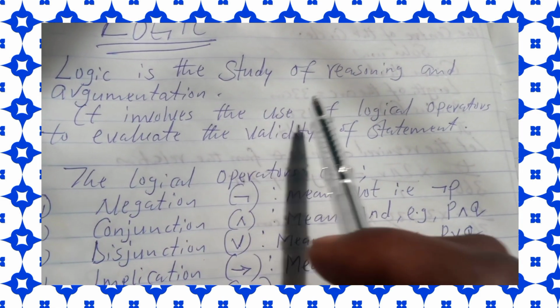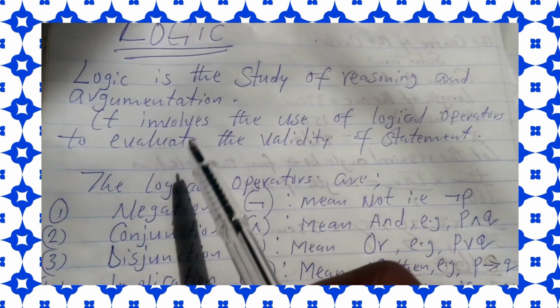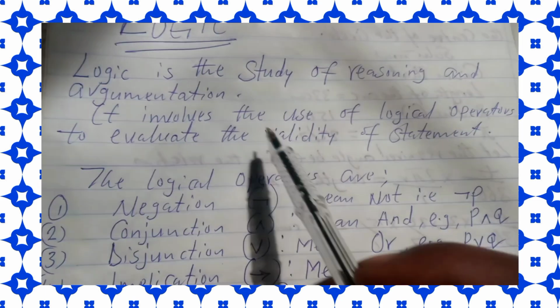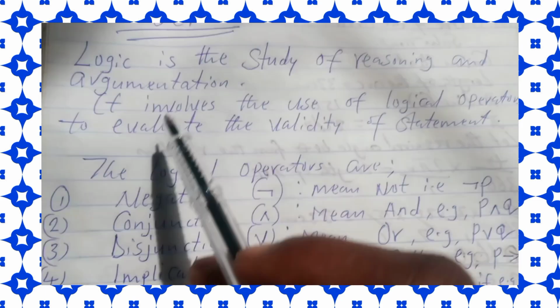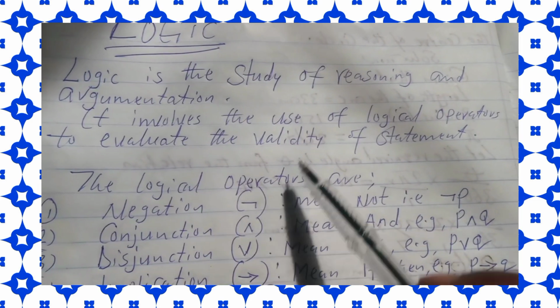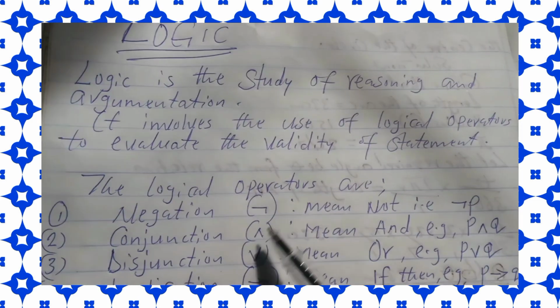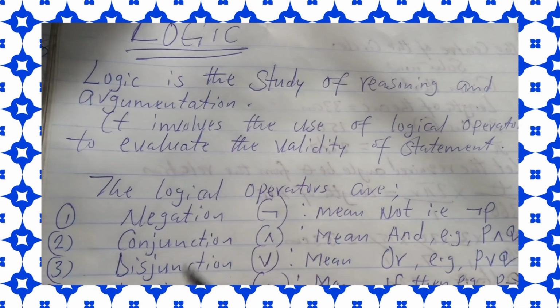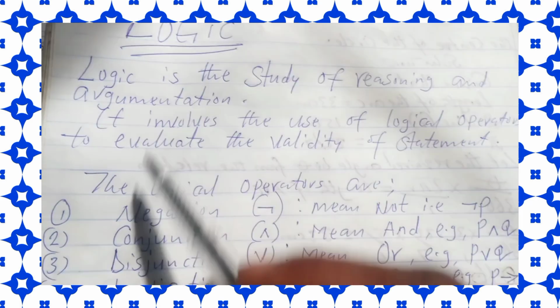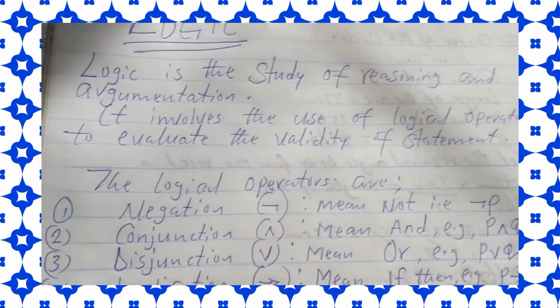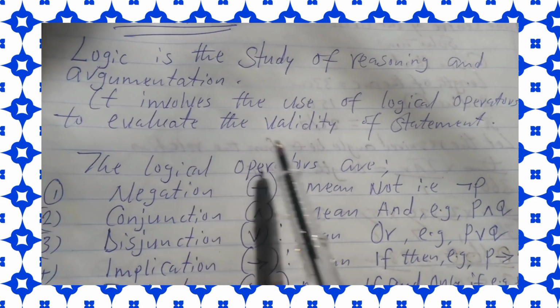It involves the use of logical operators to evaluate the validity of statements. That means logic involves the use of logical operators. I will show us the logical operators in logic, and those logical operators are used to evaluate the validity of statements. So let's look at the logical operators.